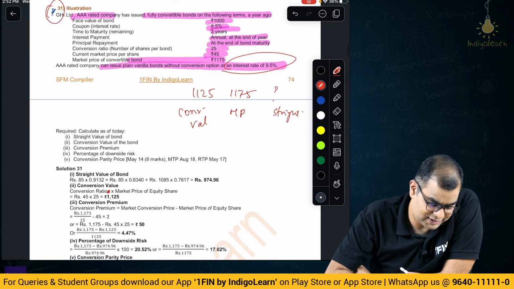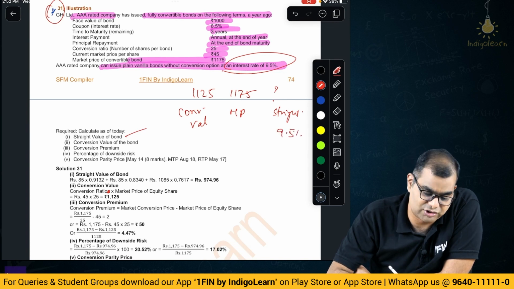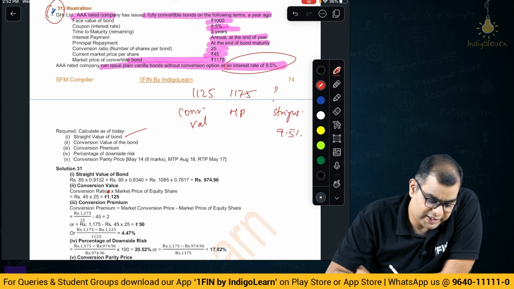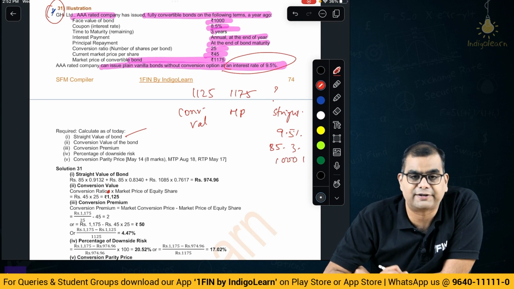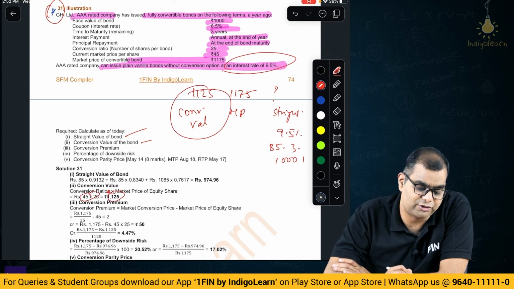Okay, now see, you are required to calculate straight value. You are supposed to calculate straight value at what? At 9.5% for given set of cash flows. Cash flows are what? On 1000, 8.5% per annum, which is 85 rupees for 3 years, and 1000 rupees in the last year, right? So then conversion value of the bond. What is conversion value? Conversion value you already computed 1125, which is basically your 45 into 25 is 1125.